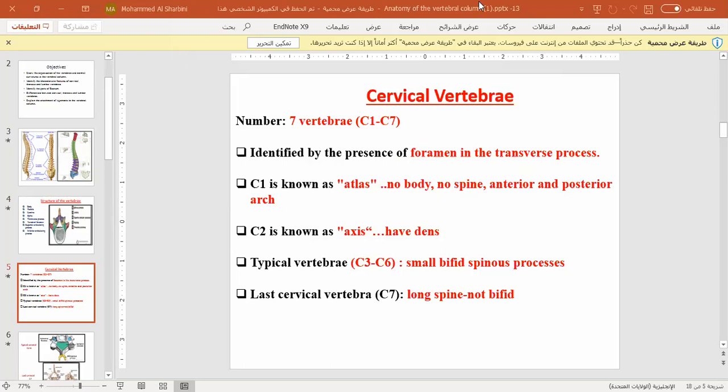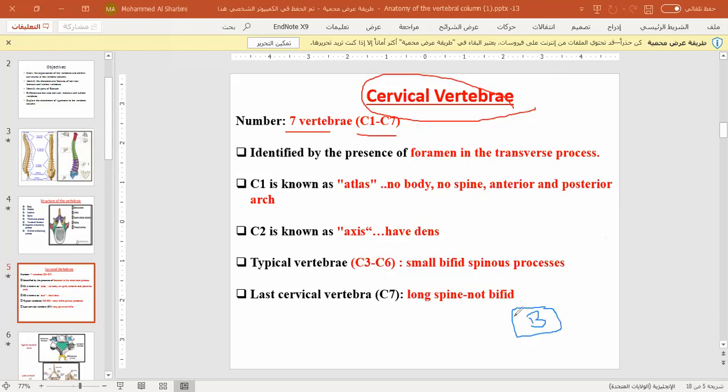The cervical vertebrae: we have 7 cervical vertebrae, from C1 to C7. We want to identify the vertebrae from each other. Why is this vertebra cervical and why is this vertebra thoracic? So we have to identify the vertebrae from each other. For example, here you can identify this is the body of the vertebra.